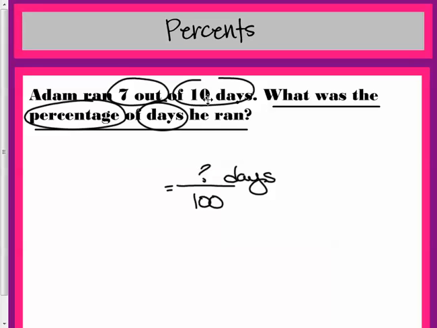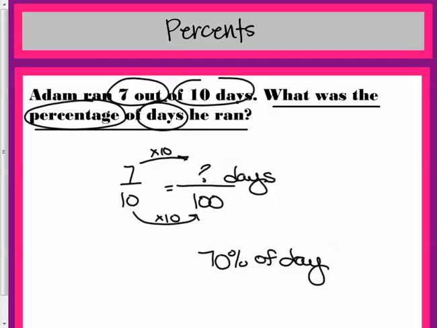Okay, what do I know? I know he ran 7 out of 10. So how do I get from 10 to 100? Multiply by 10. 7 times 10 is 70. So 70% is the percentage of days. He ran 70% of days.